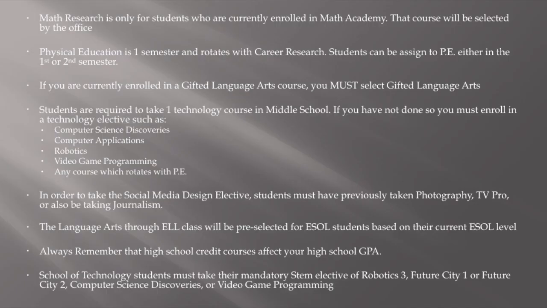There is some important information for you to consider while filling out your subject selection. Math research is for students who are currently enrolled in Math Academy, and that course will be selected by the office. Physical education is 1 semester and rotates with career research. Students can be assigned either PE or career research the first or second semester. If you are currently enrolled in a gifted language arts course, you must select gifted language arts on your sheet.